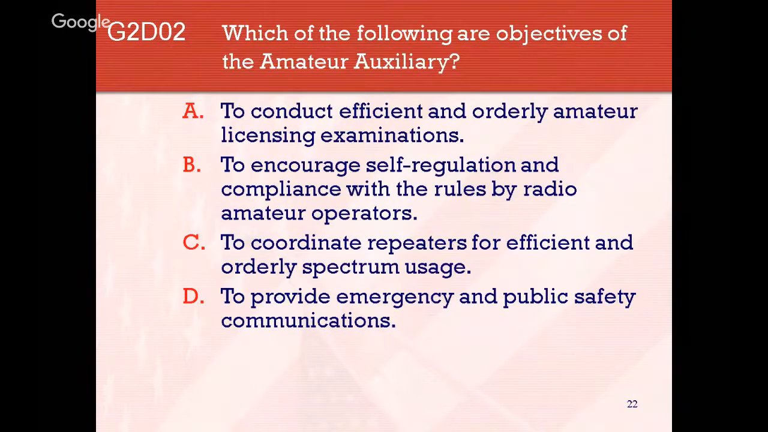Which of the following are objectives of the amateur auxiliary? Again, the only viable answer here is to encourage self-regulation and compliance with the rules by radio amateur operators. All those other selections are dumb.